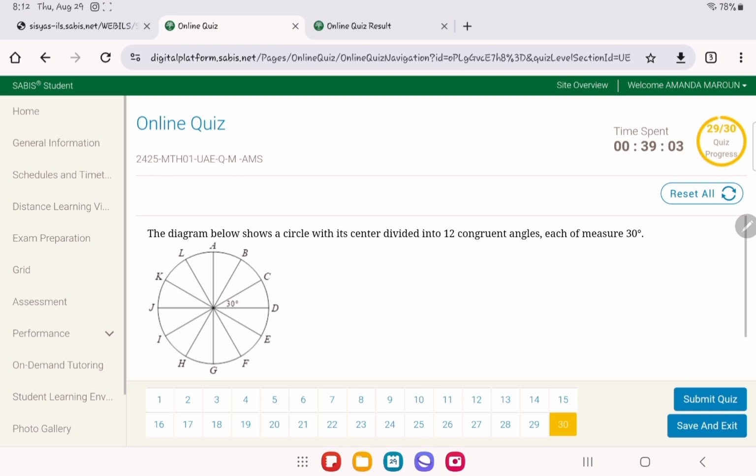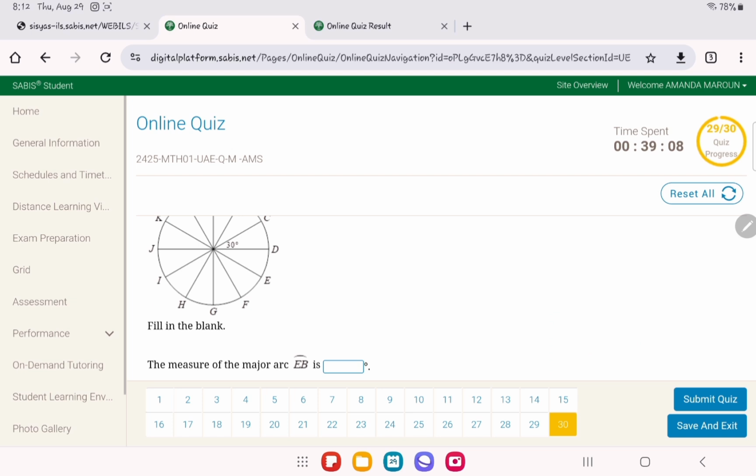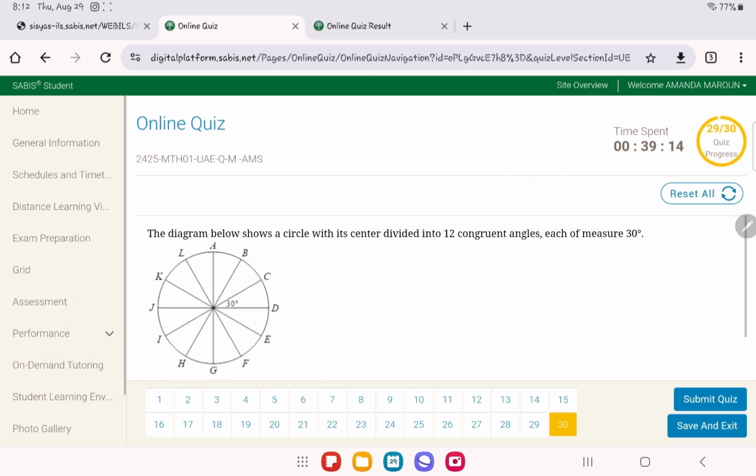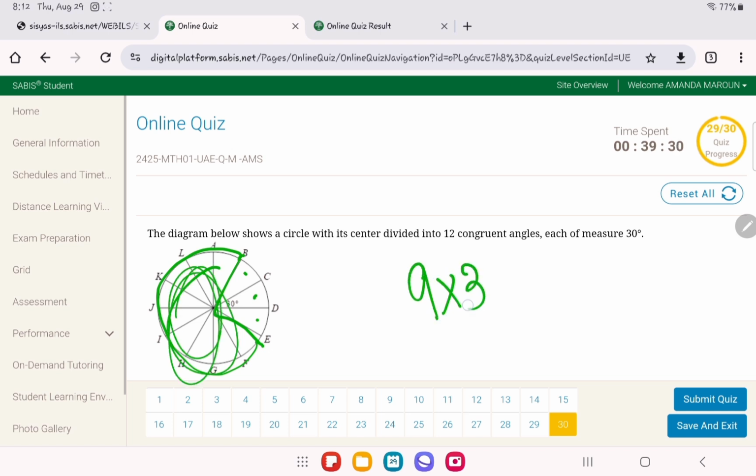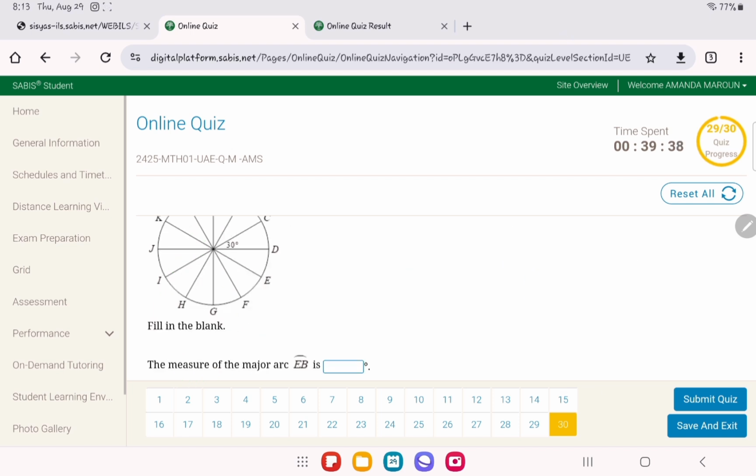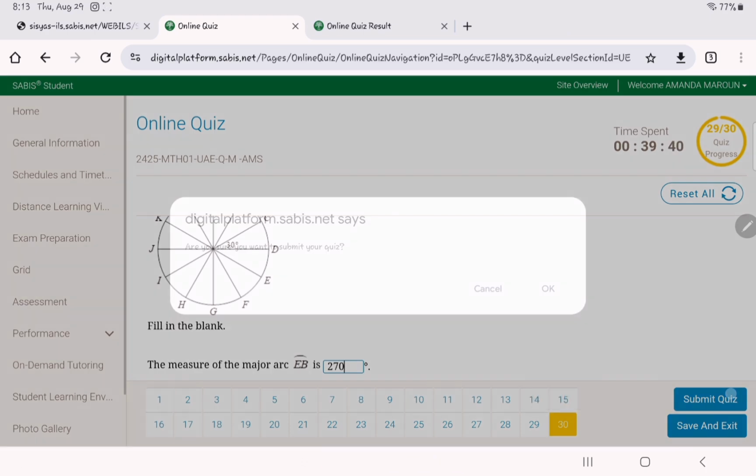Number 30. The diagram below shows a circle with its center divided into 12 congruent angles, each of measure 30 degrees. Now they need the major EB. Where is EB? They need the major, so we take the bigger one. How much is there? We have 12 minus 1, 2, 3. So we have 9 over here. So we do 9 times 30 to get 270 degrees. So our answer is 270 degrees. Now let's check.